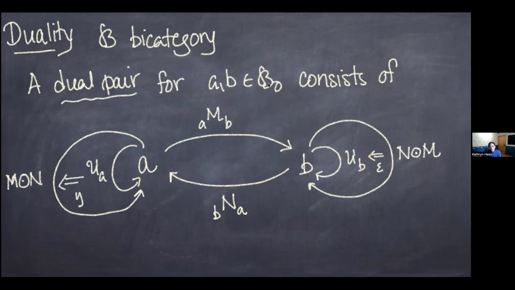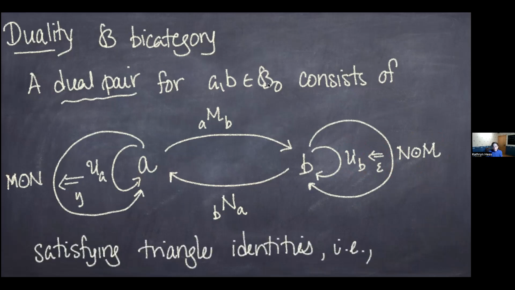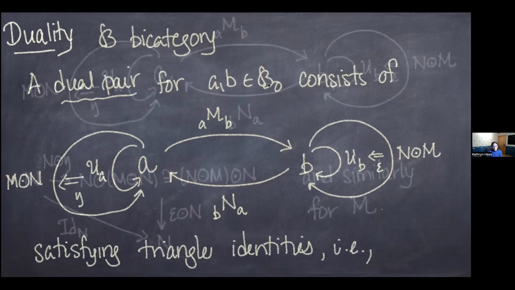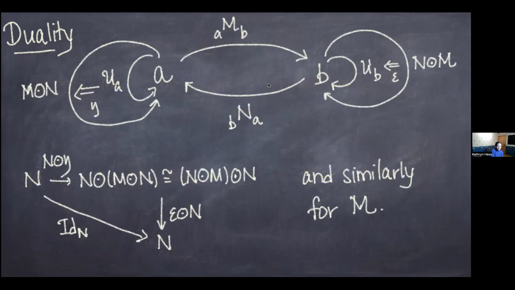If I consider the bicategory Cat, which is the category of categories, then a dual pair is in fact precisely an adjunction. So this is the data that we have in an adjunction, and we require that it satisfies certain triangle identities of the usual sort. So here's my picture again of a dual pair.